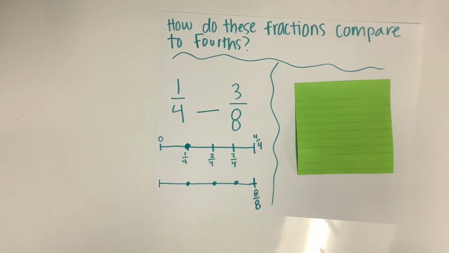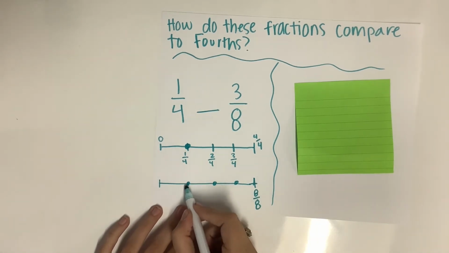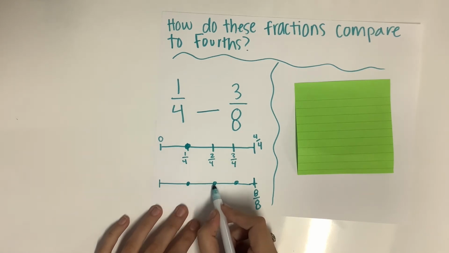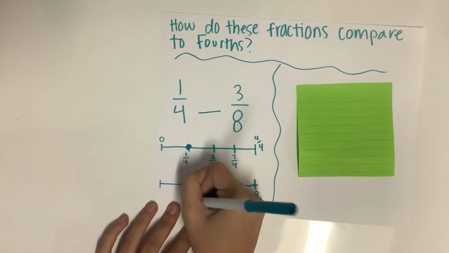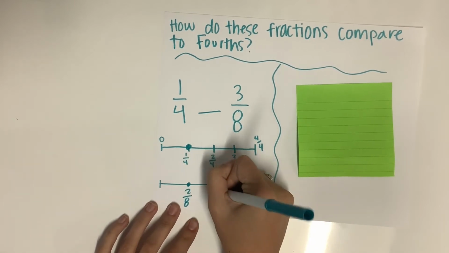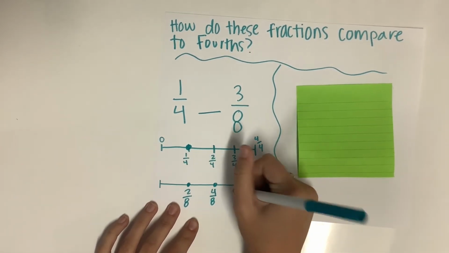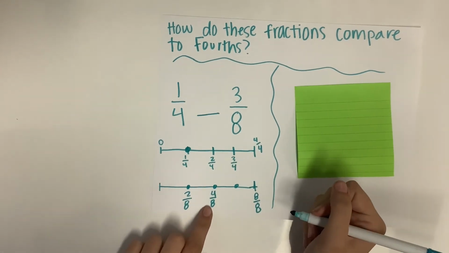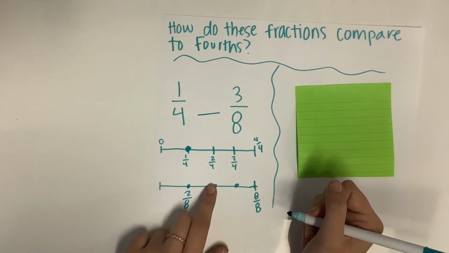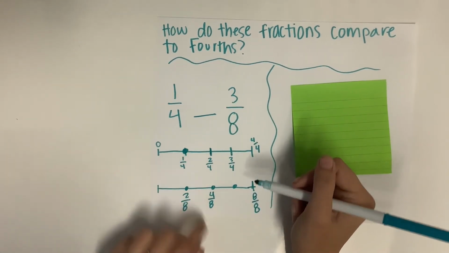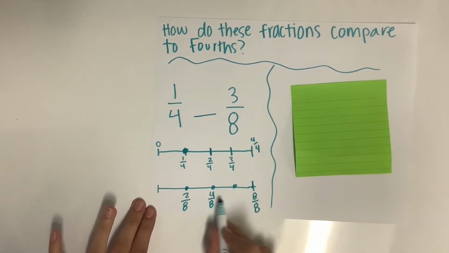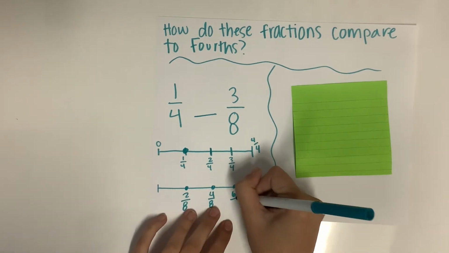Okay, what if I skip count by 2? 2/8 plus 2/8 plus 2/8 plus 2/8 equals 8/8. I can do that. 2/8, 4/8. Oh, wait a minute. Look, that's half, right? 4 is half of 8, and that's my halfway point. That's also my halfway point right here for this one. 2, 4, 6, 8. So this is 6/8.